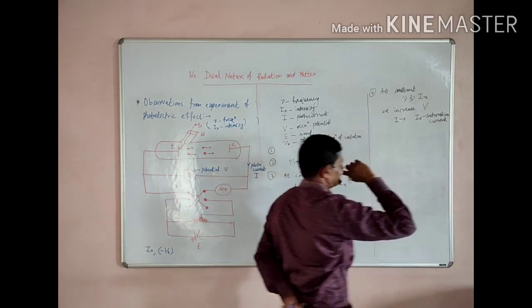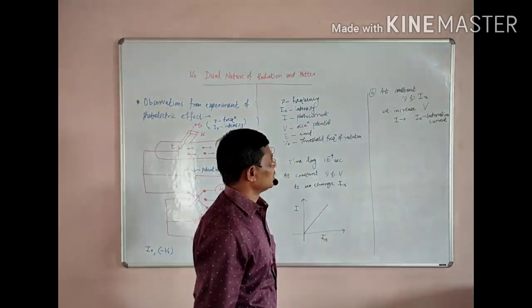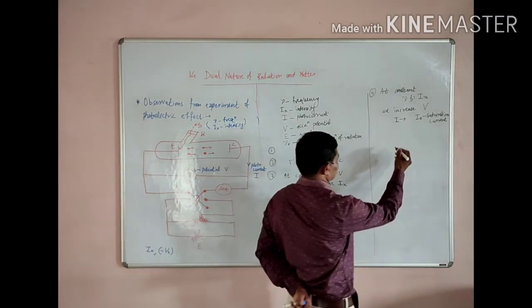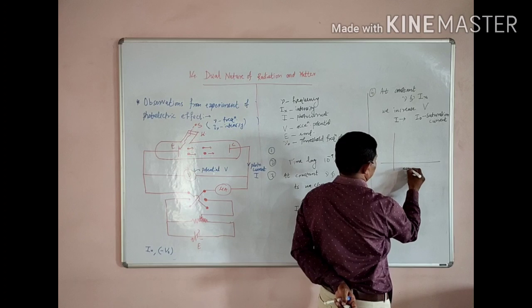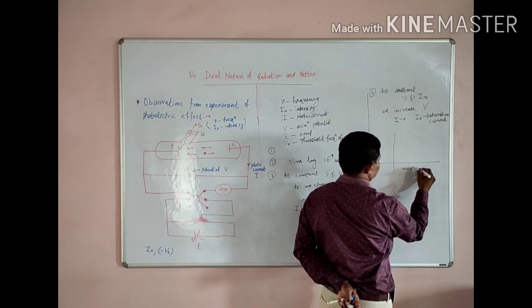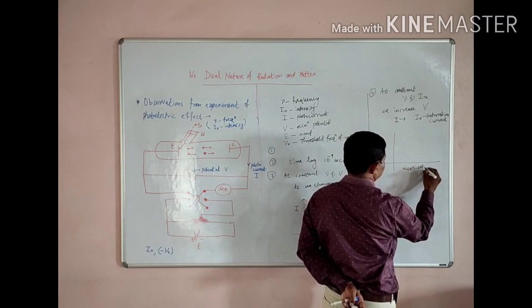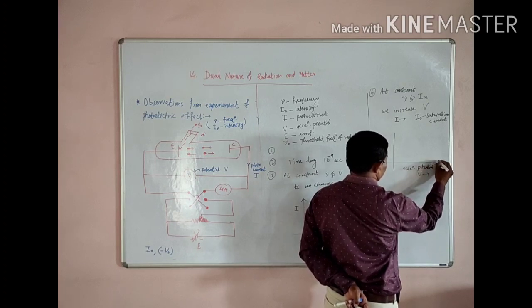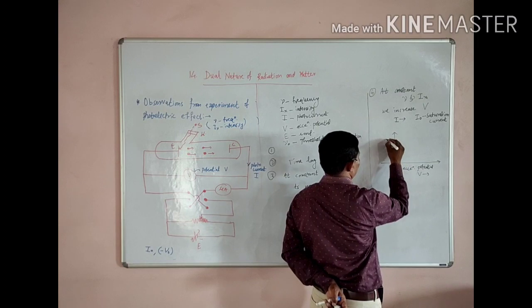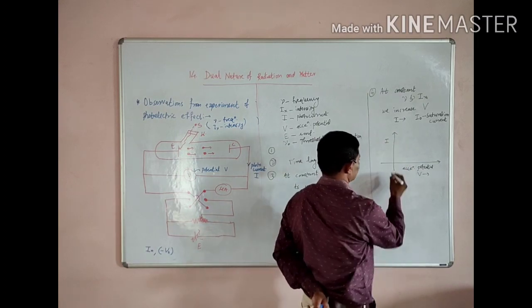Saturation current denoted by I0. If we plot this graphically, suppose accelerating potential is along the x-axis and photocurrent is along the y-axis.